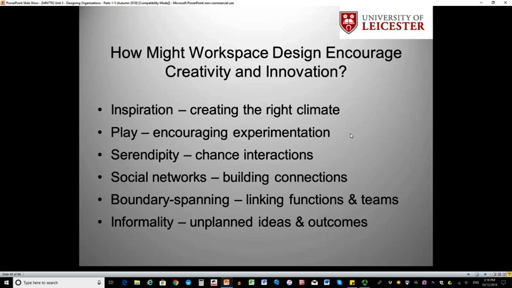It leads to chance interactions, helps us build social connections, because we're through those chance interactions, and therefore helps us to build boundary spanning links between individuals in other teams and other functions, and also encourages this informality, so that we come up with unplanned ideas and outcomes. So this is the sort of connections that I want you to make between workspace and creativity and innovation. But you might have other thoughts too about how you think workspace might be encouraging of innovation and creativity from your own experience, from your own organisation.